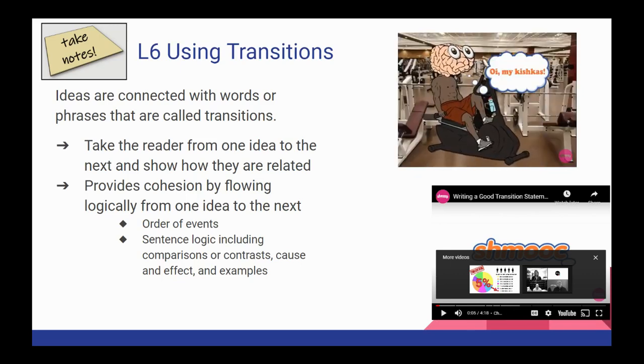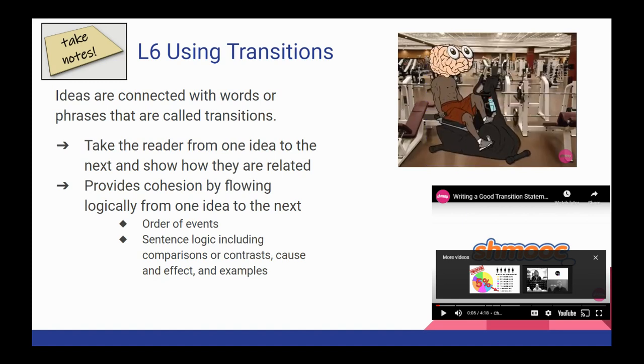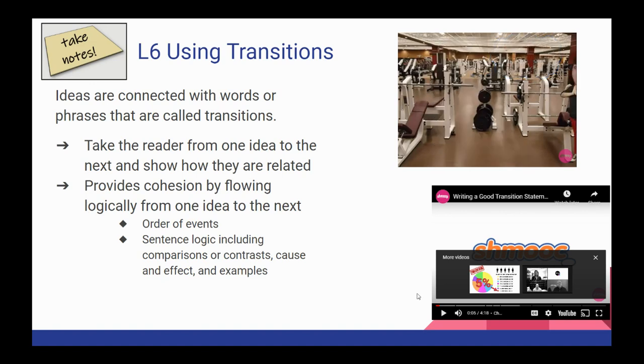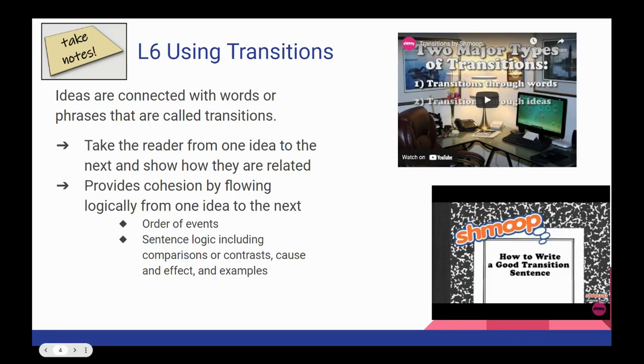Oi, my kishkas! By using common or related words to make a connection between two different parts of your paper, you allow your reader to do some thinking for themselves. I thought this was going to be my day off. After all, readers don't want everything spoon-fed to them. Maybe just a little banana pudding after dinner, thank you. How to write a good transition sentence, a la Schmuck.